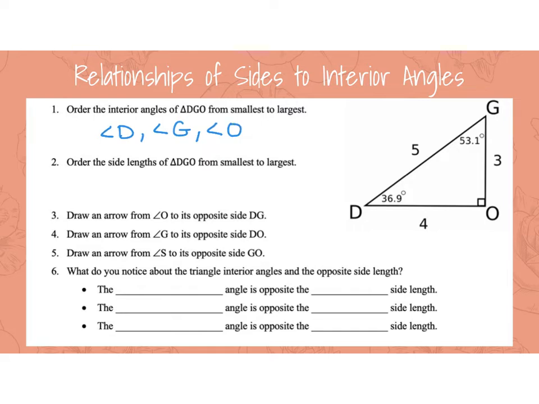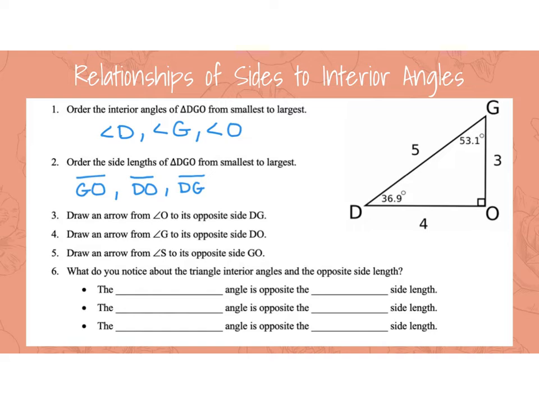Question 2 says to order the side lengths of triangle DGO from smallest to largest. Side GO is the smallest side, 3. Side DO is in the middle with 4. And then side DG is our largest side.